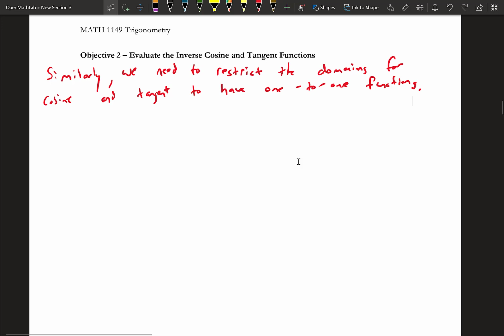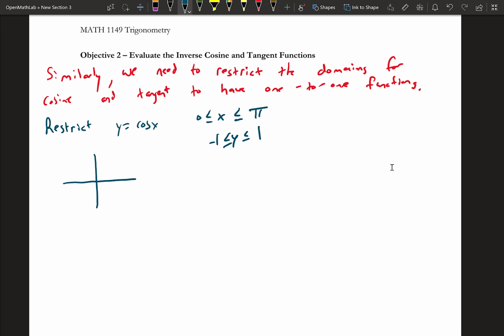Right. So with that, we want to restrict the function y equals cosine of x to be in between 0 and pi. So that means that y will be in between negative 1 and 1. So the graph of y equals cosine in between 0 and pi will look like this.